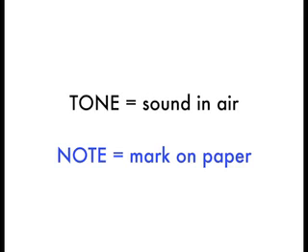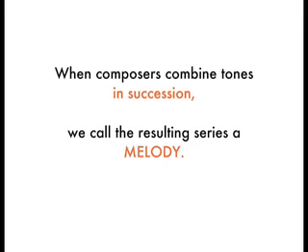You will often find people talking or writing about musical notes. Strictly speaking, a tone is a sound in the air, and all music includes sound, and a note is a mark on paper. Not all music is written down. In practice, most people use the terms interchangeably. When composers combine tones in succession, we call the resulting series a melody.